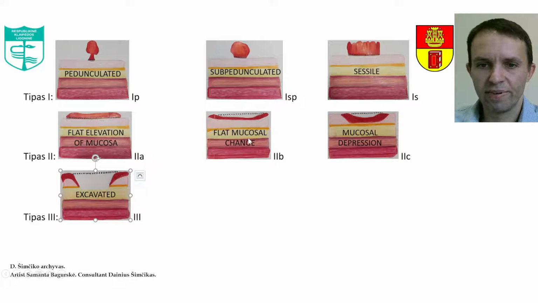Type 2B is a flat mucosal change. Actually, in this picture, it looks like it has a depression, but those dots should be a bit lower at the surface, because this 2B is without a depression. Type 2C is a lesion with mucosal depression, and Type 3 is excavated through the whole mucosa, muscularis mucosa, and submucosa.